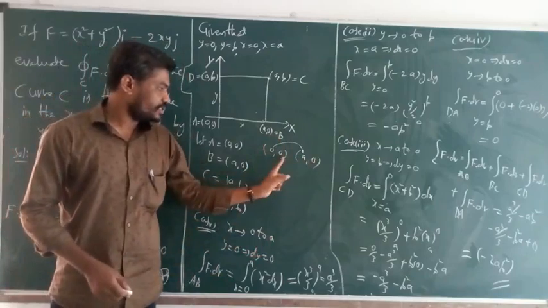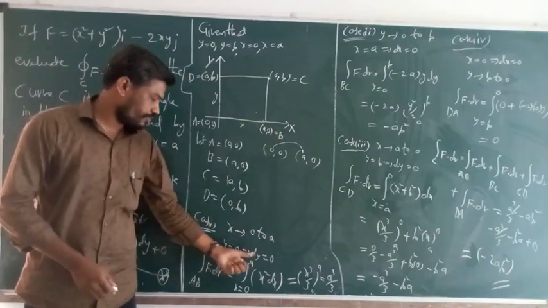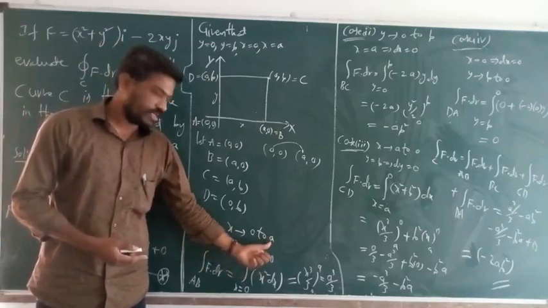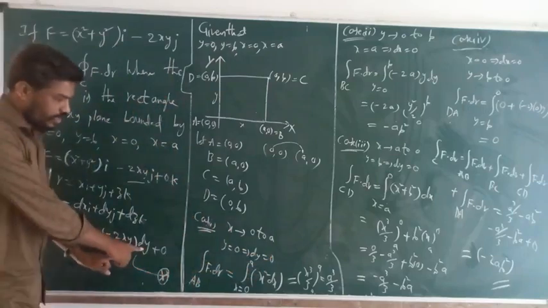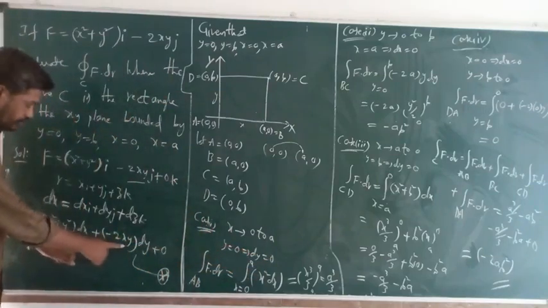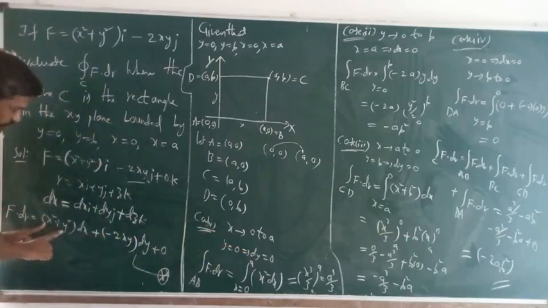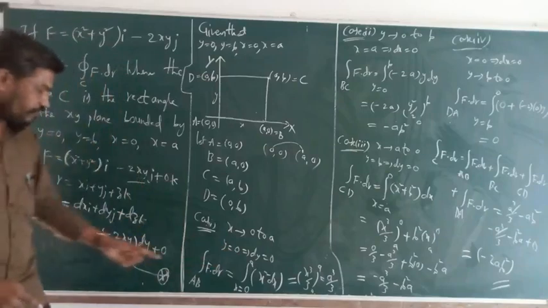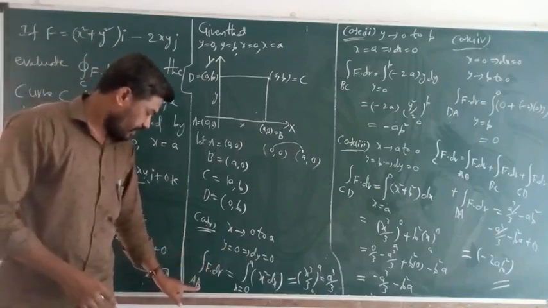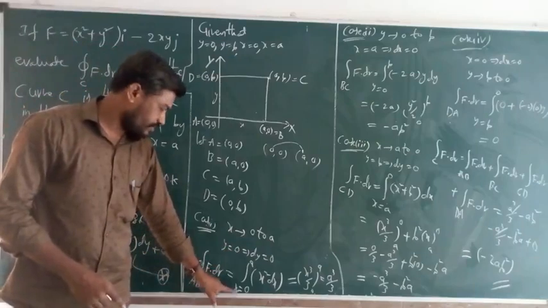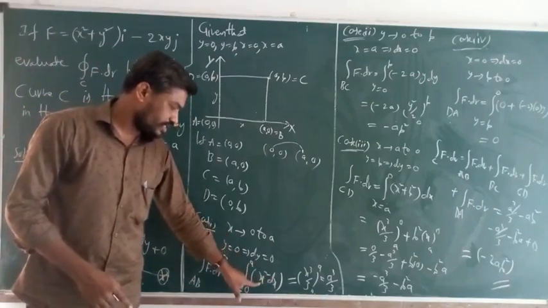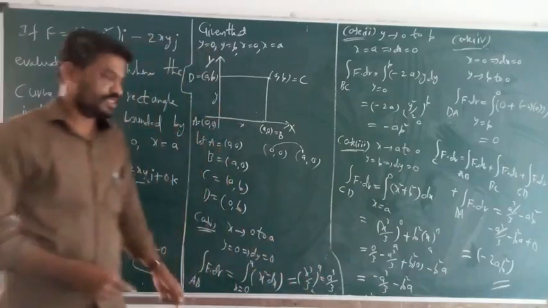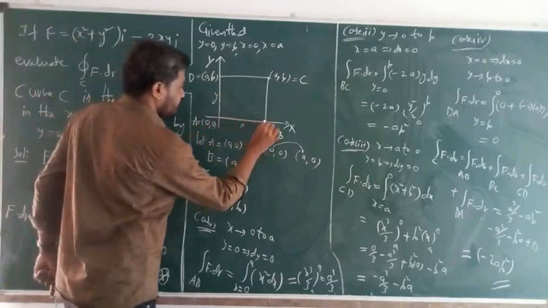Next, the y value is 0 on this side, so y = 0 and its derivative dy = 0. Substituting the values into the expression: the dy term is 0 times something, which is 0. The remaining term is (x² + y²) dx, with y = 0. So the integral over AB of F·dr equals the integral of x² dx from 0 to a, which is x³/3. Upper limit minus lower limit gives a³/3. The integration from A to B is completed.